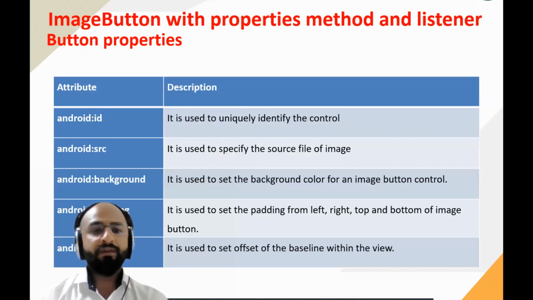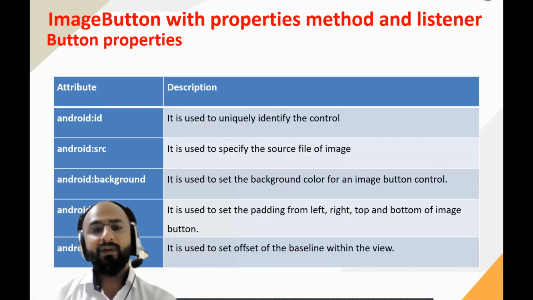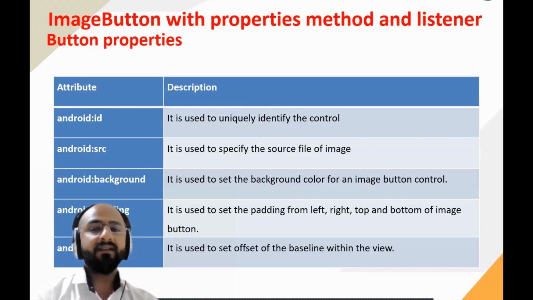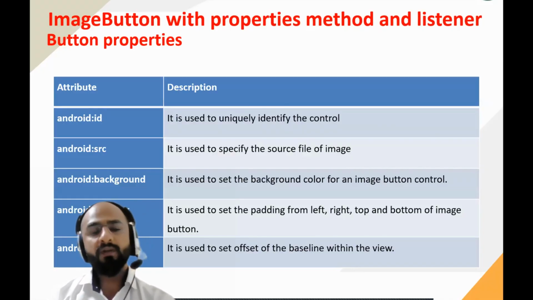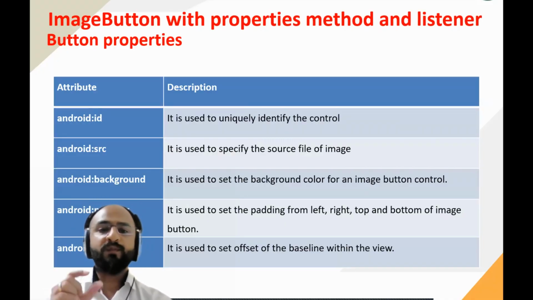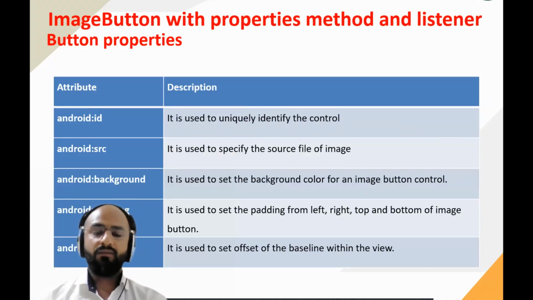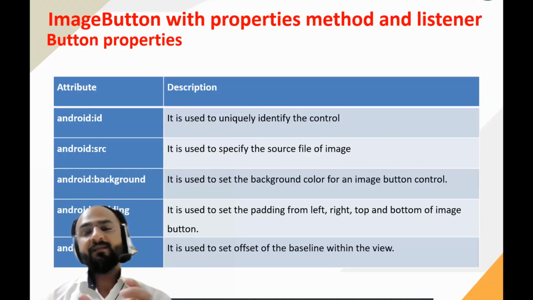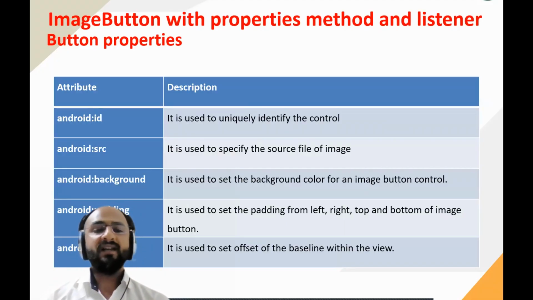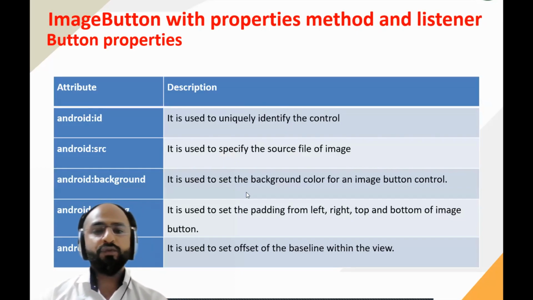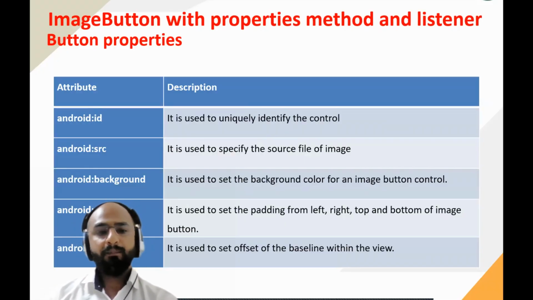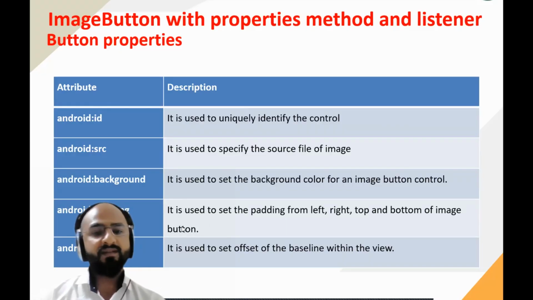So properties of ImageButton. First of all, there is ID, android:id, used to uniquely identify the image button control. src, this is the most important property of the image button. It is used to specify the source image file for the image button. So which image you want to keep on the image button, where will it be defined? It will be defined by the src property. We will see in an example. Background, it is used to set the background color for the image button. Padding, it is used to set the padding from left, right, top, bottom of the image button.